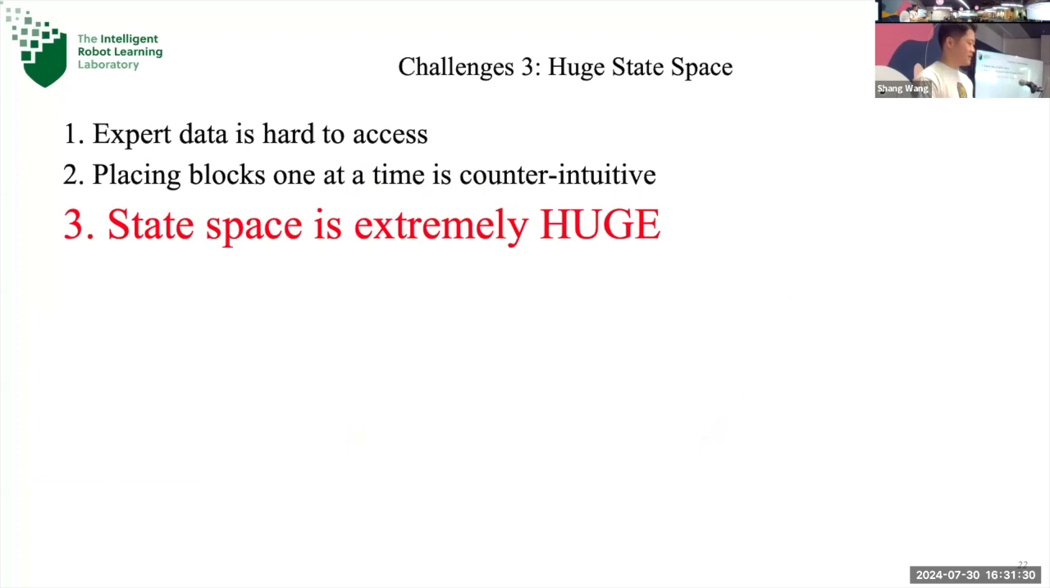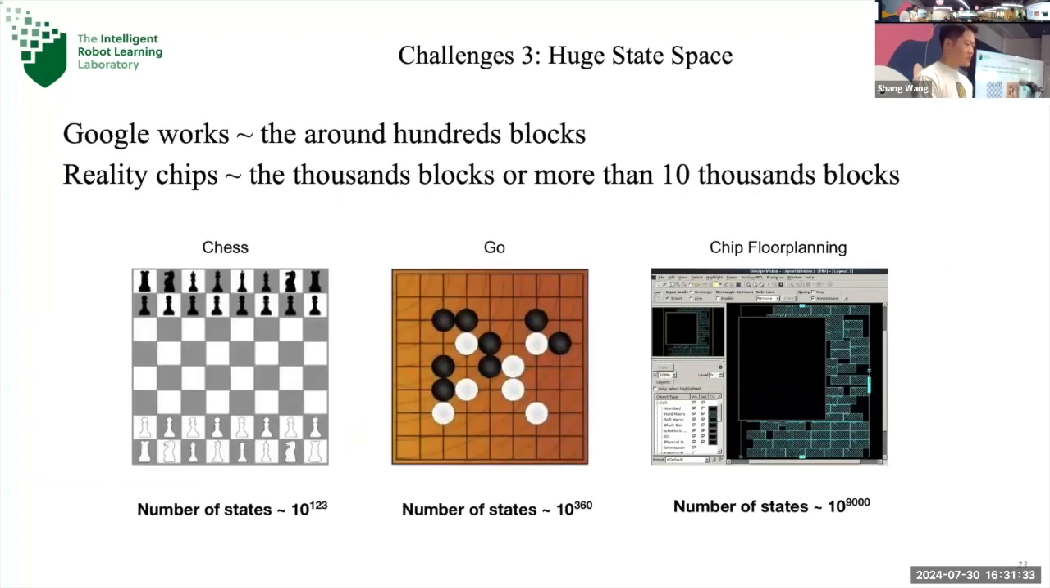The third challenge is that the state space is super huge. Exhausting all possibilities for chip placement is a permutation problem. The state space increases exponentially with the number of blocks. Compared to famously challenging RL game environments known for their huge state space, like Go, the real chip state space is much larger. The size of the state space will be 10 to the power of 9,000 when placing 1,000 blocks. Real chips may easily have thousands or even 10,000 blocks. Notice that Google's work only places around 100 blocks, which is much less than the reality setting.